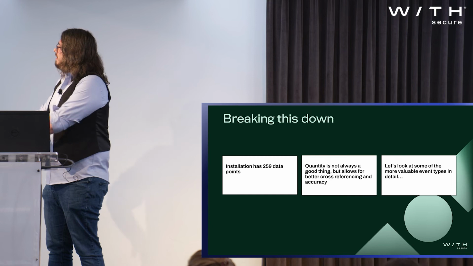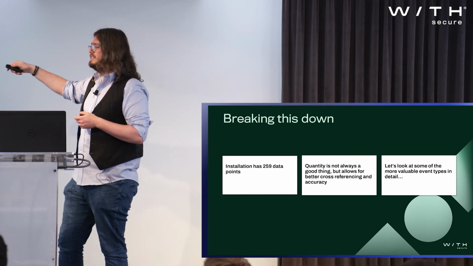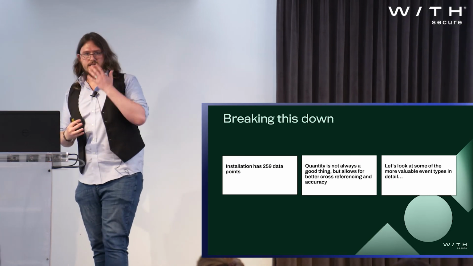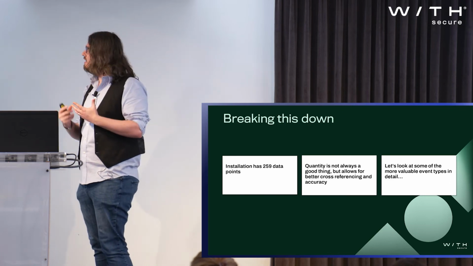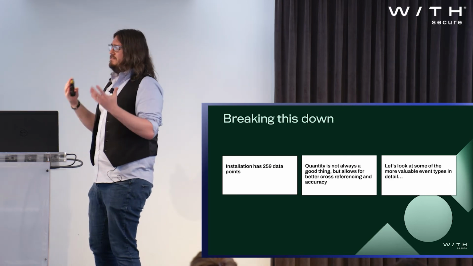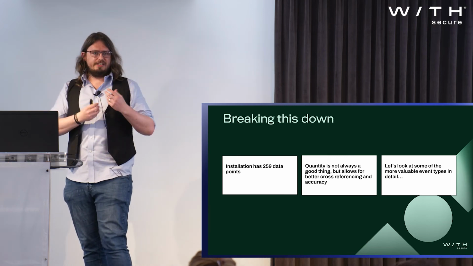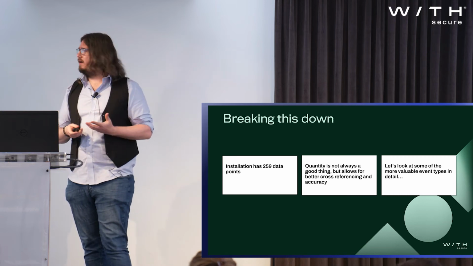So if we break down that graph into an overview, it had 259 data points, but quantity is not an indicator of quality. As we know from detection, if you have too much, it can just swamp you and you become blind to other things. But equally, if you have enough data points and you have enough processing power under it, you can do enough cross-referencing in order to make very accurate or very high-fidelity detection profiles.